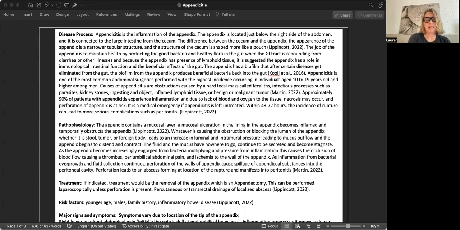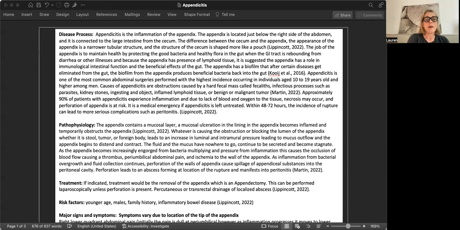So when your GI tract is rebounding from diarrhea or any other illness, it's because the appendix has a presence of lymphoid tissue, and it is suggested that the appendix has a role in immune function and the beneficial effects of the gut. This is also due to the appendix having biofilm, so that after certain diseases get eliminated from the gut, the biofilm of the appendix produces this beneficial bacteria back into the gut.